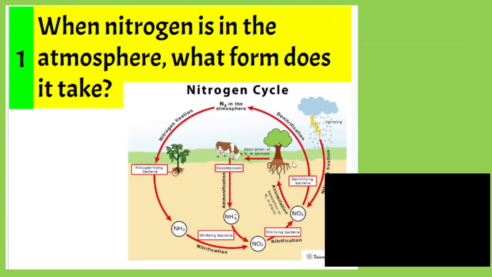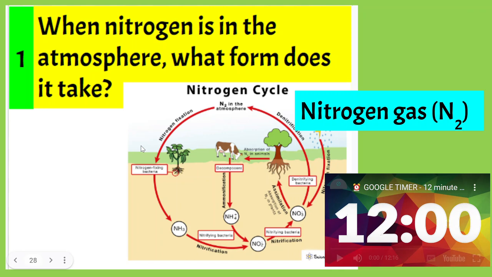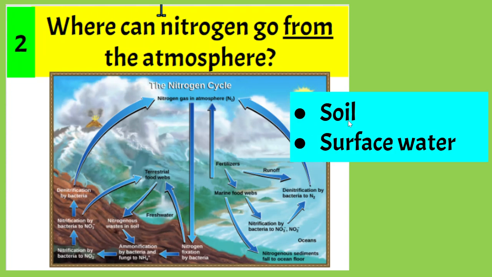All right. Question 1 said, when nitrogen is in the atmosphere, what form does it take? So the form is, what does that molecule look like? It is N2, right? Nitrogen gas. Then station 2, it says, where can nitrogen go from the atmosphere? Well, if it's in the atmosphere, you're going to look in your packet because you're going to see that there are 2 places it can go. It can go into the soil through bacteria, right? Or it actually can end up in surface water as well. That was from your packet.